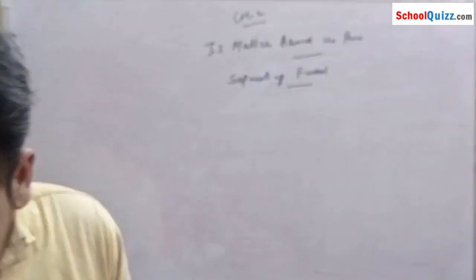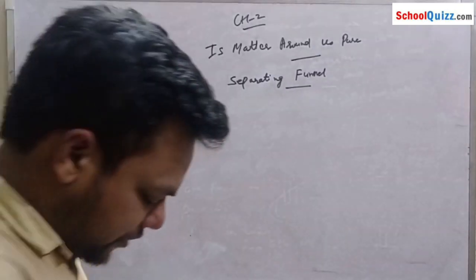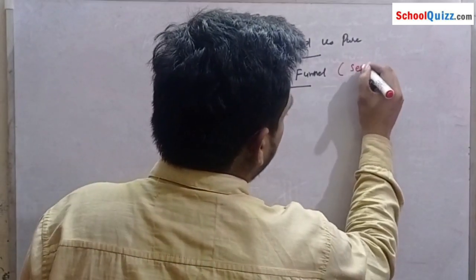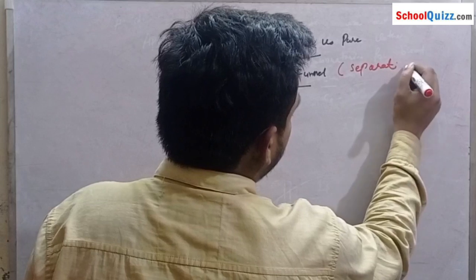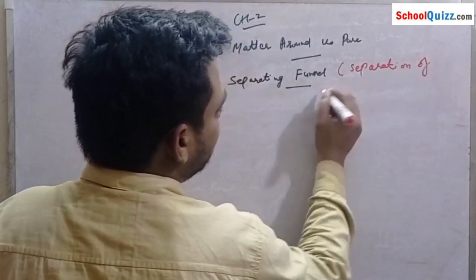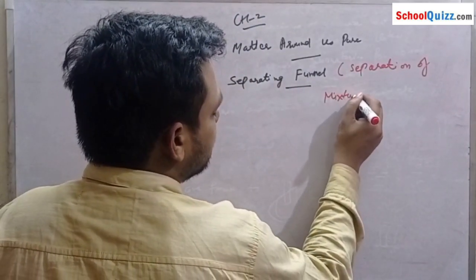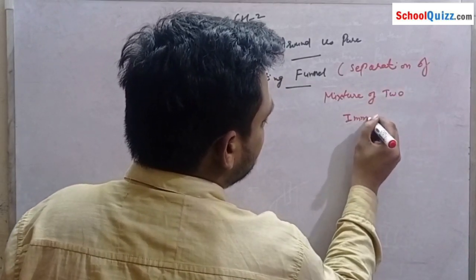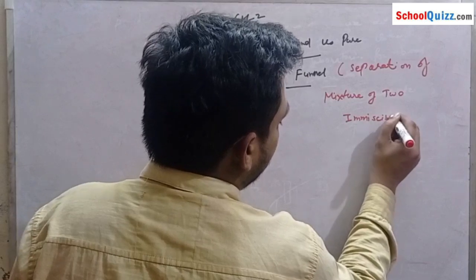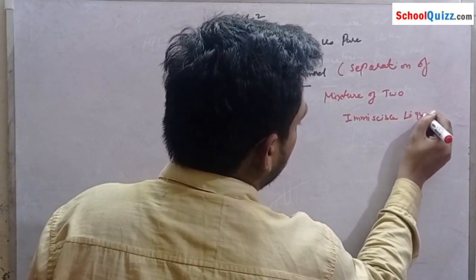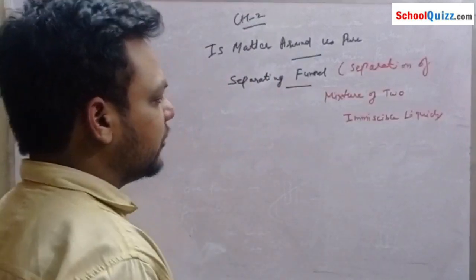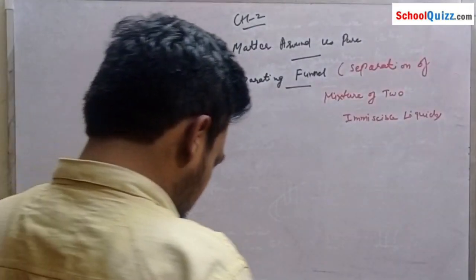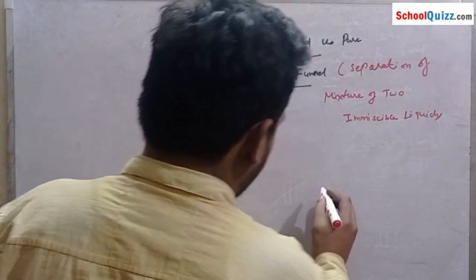First of all, our topic is the separating funnel. We can write it as: separation of a mixture of two immiscible liquids. Immiscible liquids means liquids which can't get mixed together. So we will draw its diagram.